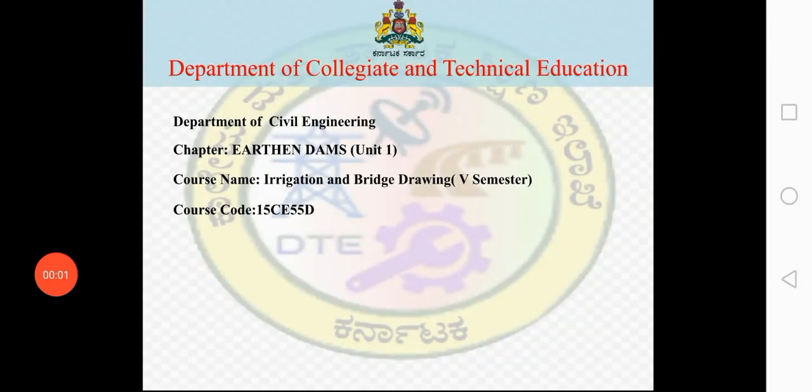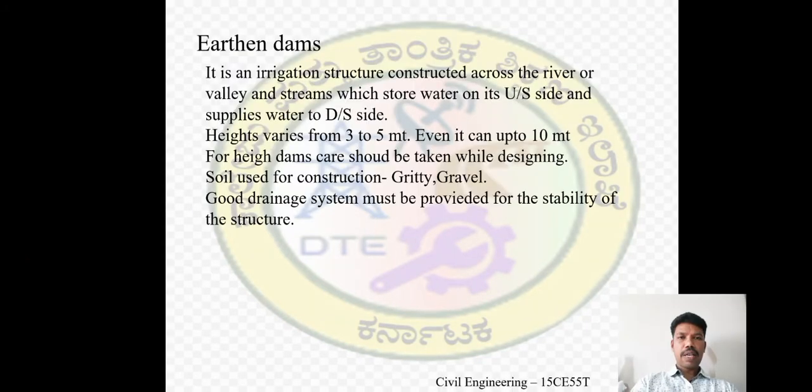Good morning, all. Welcome to session 1 on irrigation bridge drawing. The chapter name is Earthen Dam. Course name: Irrigation Bridge Drawing. Course code 15C 55D. Myself Vijay Kumar DV, presenting on Introduction to Earthen Dams, Unit 1. Thank you. The first slide will discuss the earthen dams.